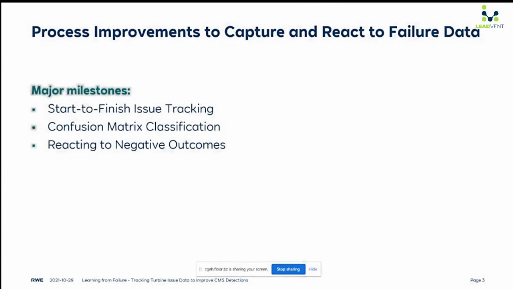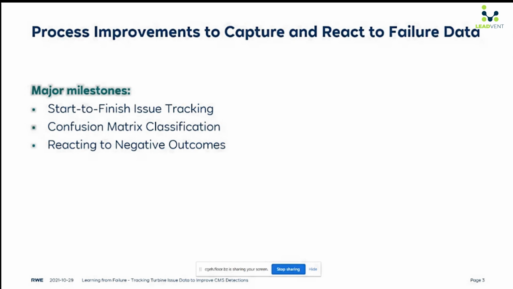Three major changes have been made on how RWE's condition monitoring team operates, allowing for better and more robust data collection about drivetrain failures and, more specifically, how the CMS team performs in detecting those failures. To be clear, these were not overnight changes. These were implemented over many years, with the final piece coming into place a little over 2 years ago.